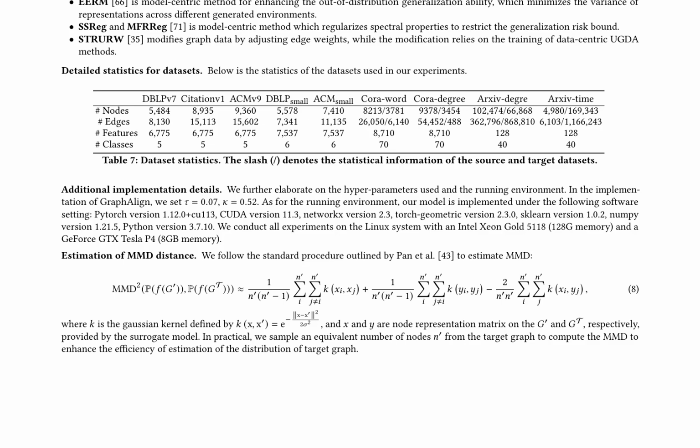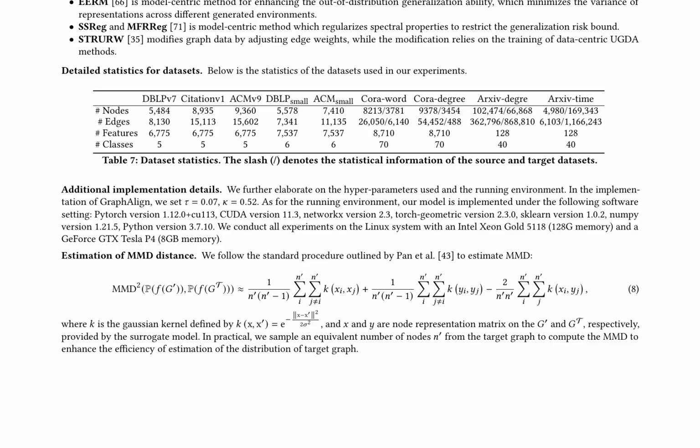The authors evaluate the transferability of GraphAlign across graphs with different homophily, comparing its performance with several baselines. The results show that GraphAlign outperforms the baselines in most cases, demonstrating its effectiveness in addressing graph domain adaptation.